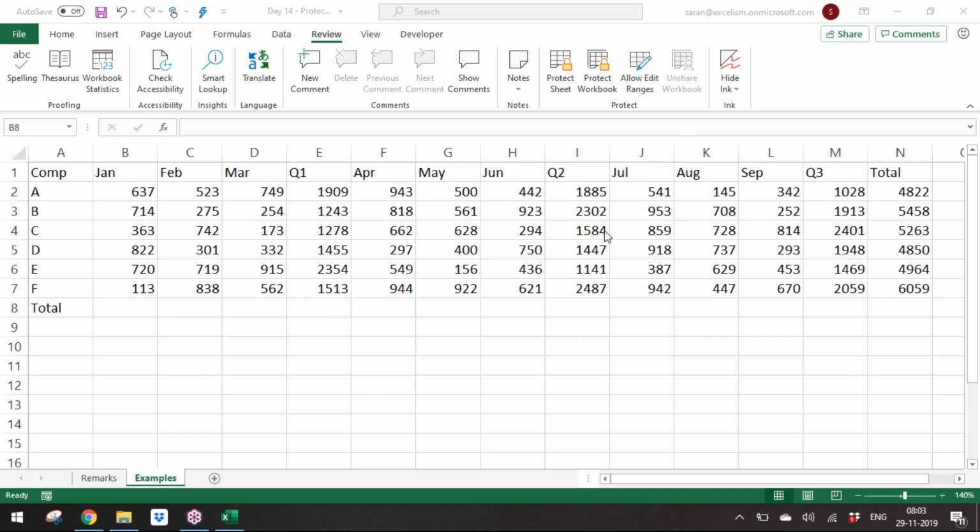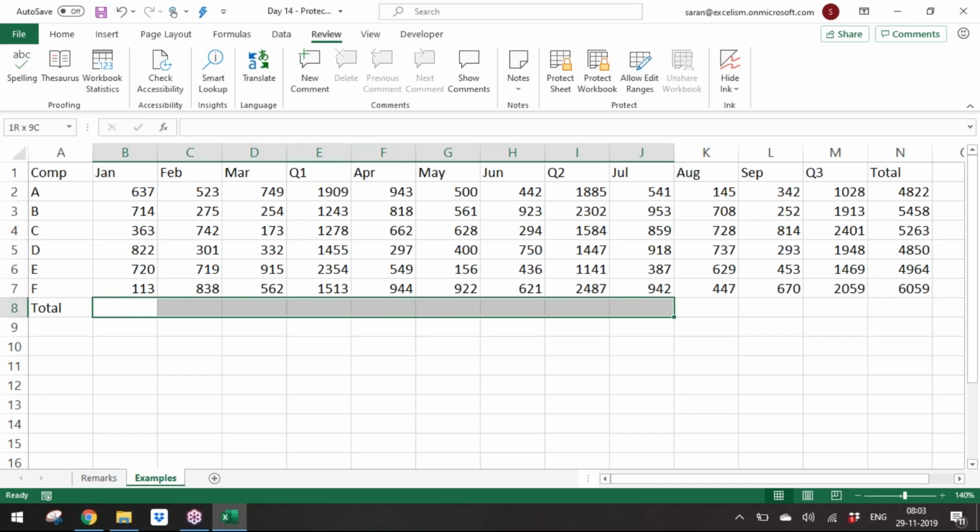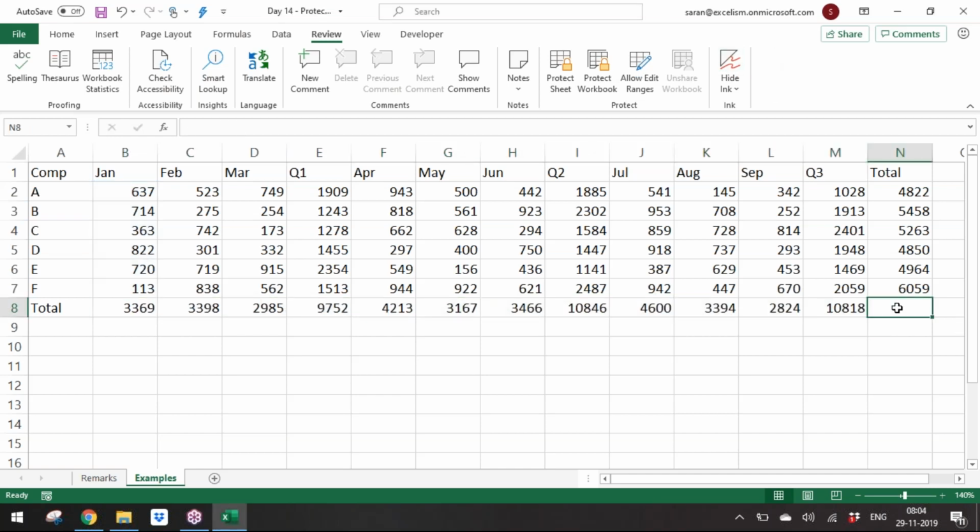Now I want to have, I'm just making the example to show you how exactly this works. I've just taken the totals here. Now we'll try to format this.